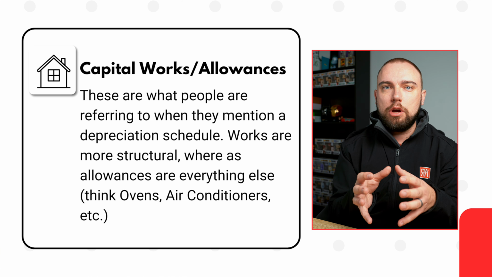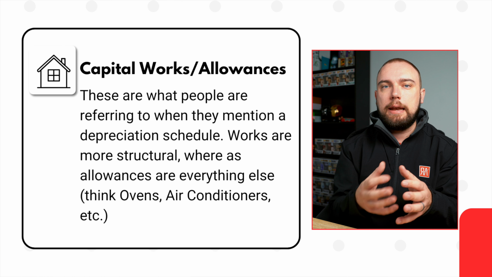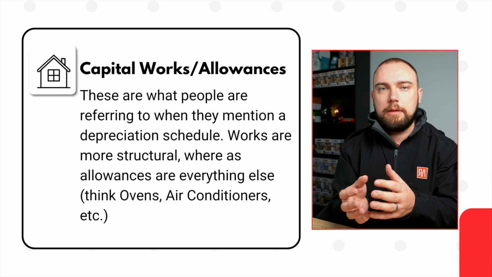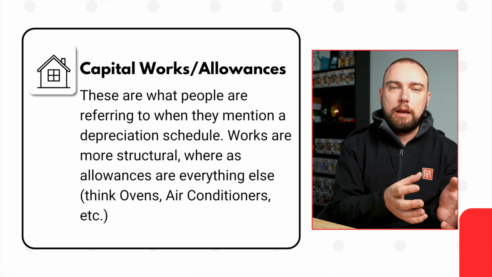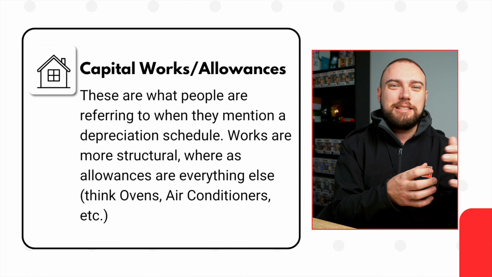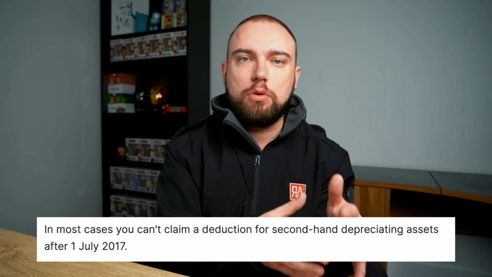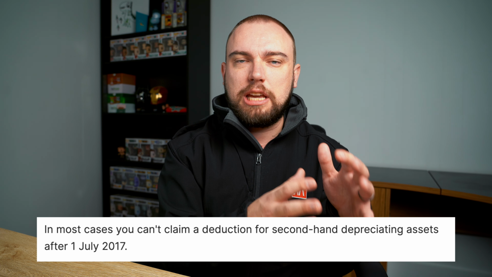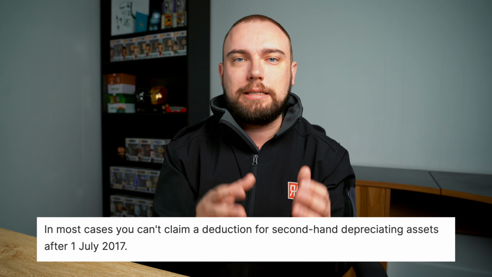So we have capital works, which is our building and our structure, and nearly every property is eligible to claim these. The other side is capital allowances, and these are going to be the things that make up the internal parts of your home, such as ovens and air conditioners. Now, there are different rules on these, so you may not be able to claim this depending on when you purchased or if it was a new property or not. So just keep that in mind and make sure you talk to one of these companies that do it.